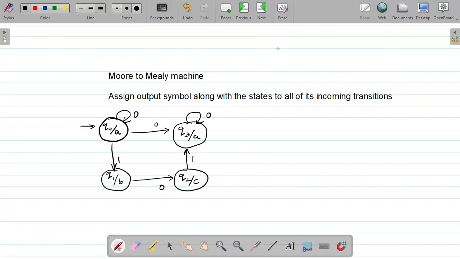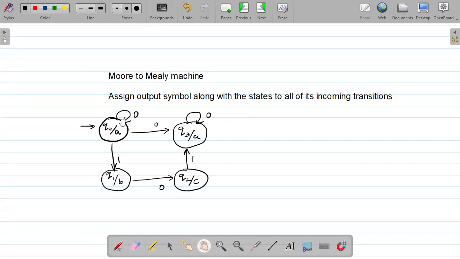In this video, we'll be learning how a Moore machine is converted to a Mealy machine. Here's one example. Moore to Mealy conversion is quite simple. In a Moore machine the output is associated with the state, and now we have to move it to the transition. So the simple rule that we need to remember is: assign the output symbol along with the state to all of its incoming transitions.